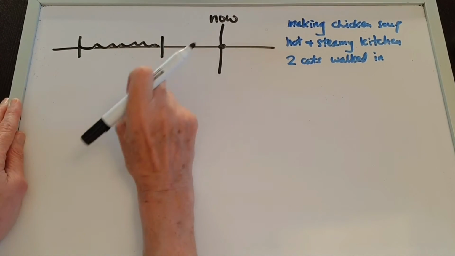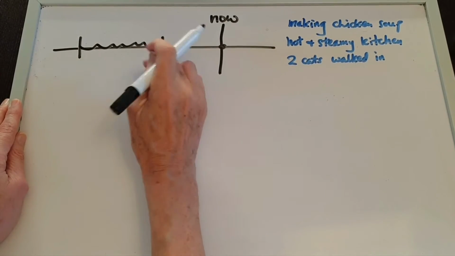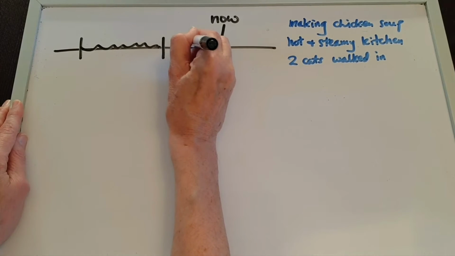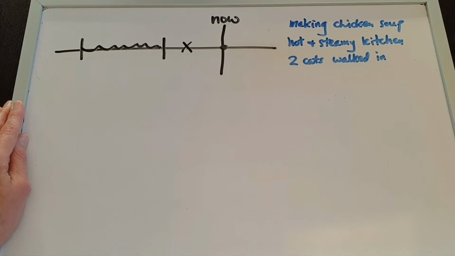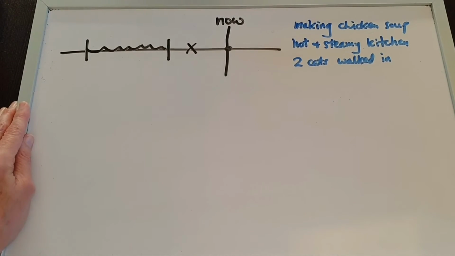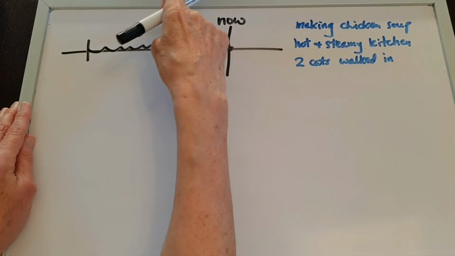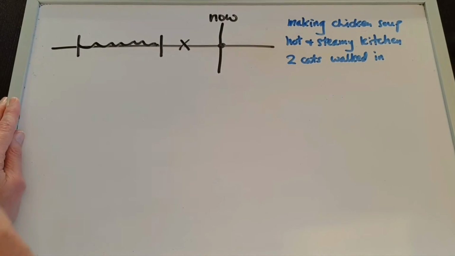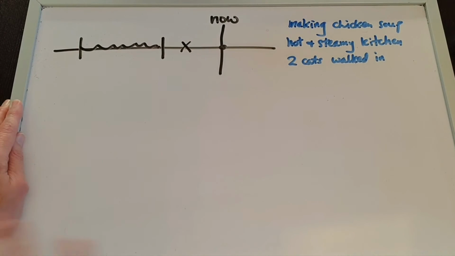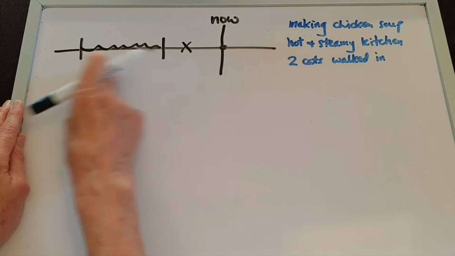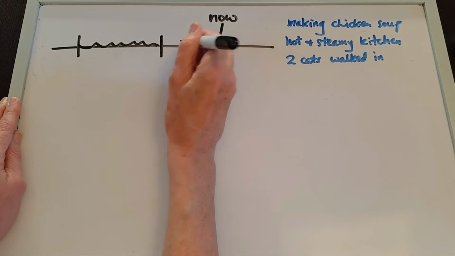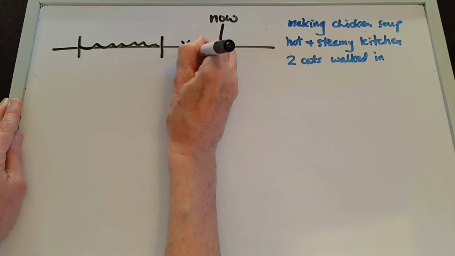Something else happened. The two cats walked in after we had finished making the chicken soup. So the cats came in here. Now, when you're making chicken soup, the kitchen is still hot and there is steam in the kitchen. It lingers onto here. So, how can you write a sentence? How can you say a sentence that has all that information in it? Making the chicken soup here. The kitchen is hot and steamy all the time. And the cats walked in here.